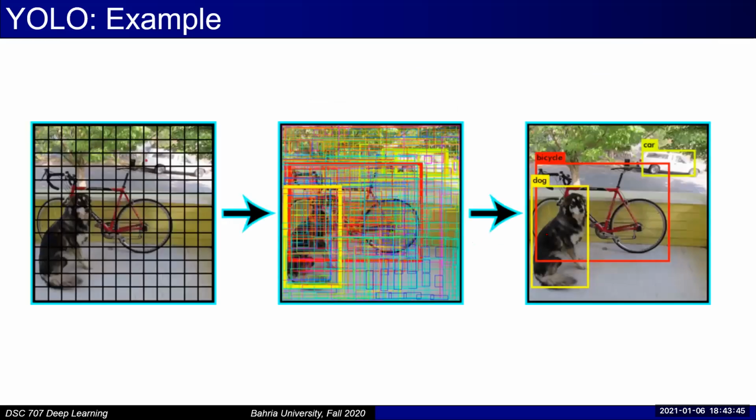Now, here is an illustration from the original paper of YOLO, where they are showing some detections. This is the grid, and then you have all the potential predictions, but when you apply non-maximum suppression, you are left with these three objects, right? So dog, bicycle, and car. This is actually from their original paper.